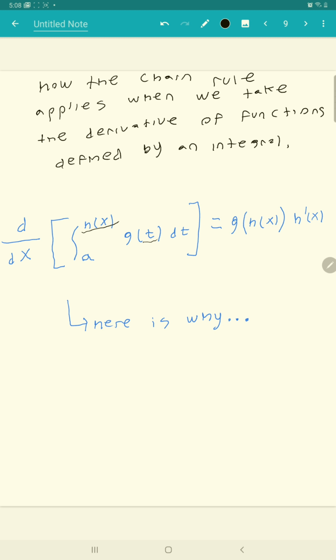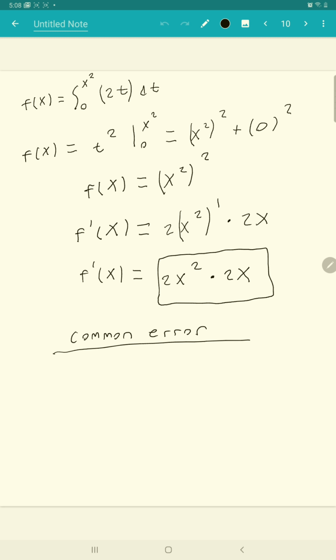So we get g, and we plug in h of x, so g of h of x. But we need to multiply by h prime of x. Here's why. Let me explain it here.